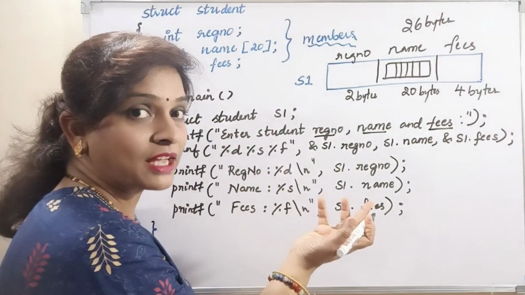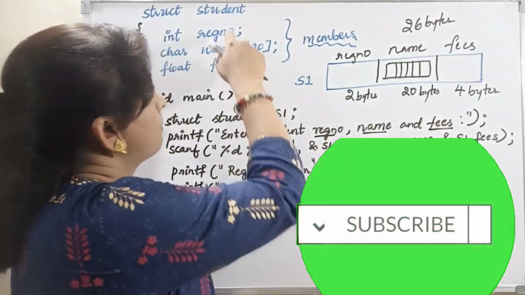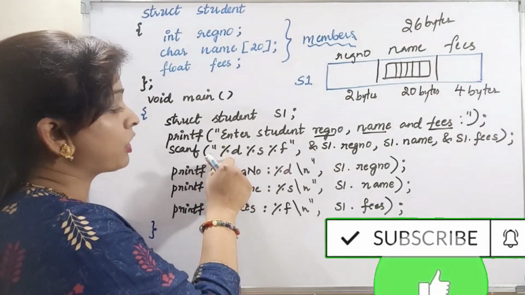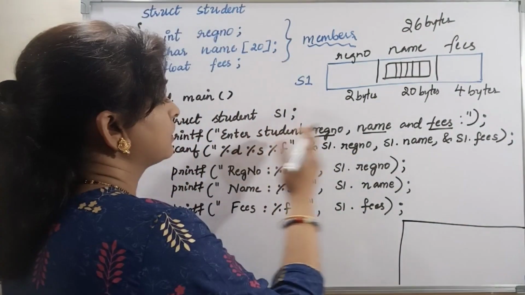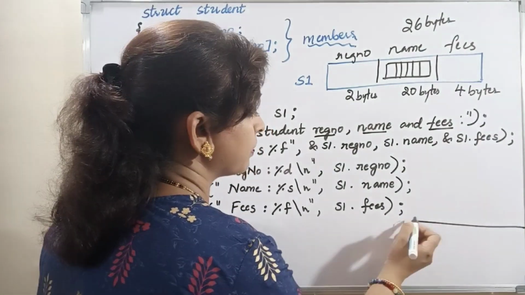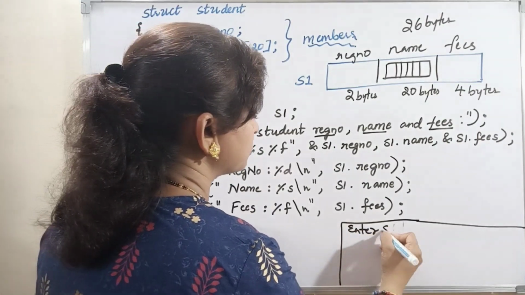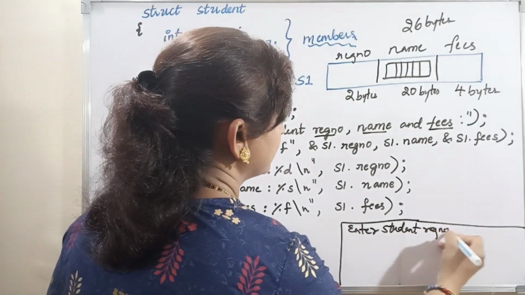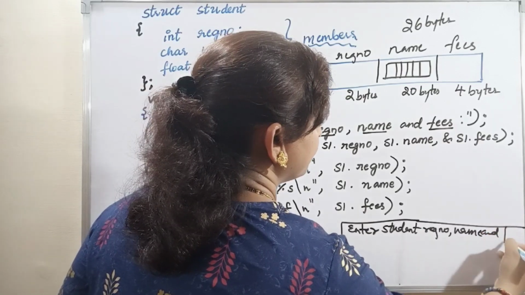Ampersand of, how do we access the structure members? Variable name dot member name. So it is s1 dot register number. So in the output screen I will be getting that message: enter the student register number, name and fees.